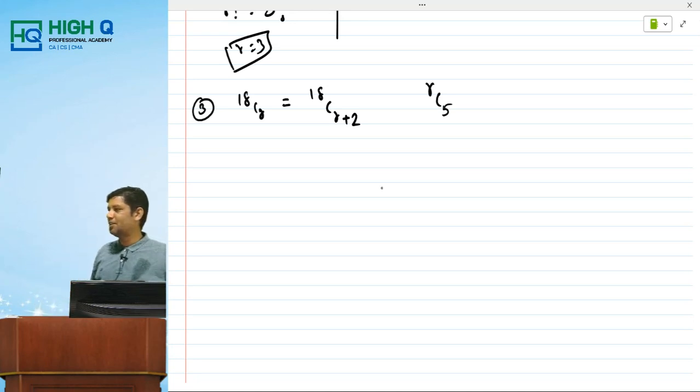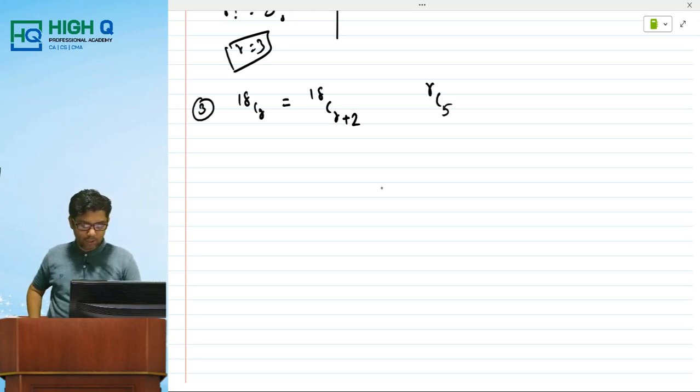Trial and error method not possible. Do you all agree? Why? They did not ask you to find out the value of R. They asked you to find out the value of RC5. So first I have to find out the value of R, after that I have to substitute. Am I right? Now my dear, look at this.